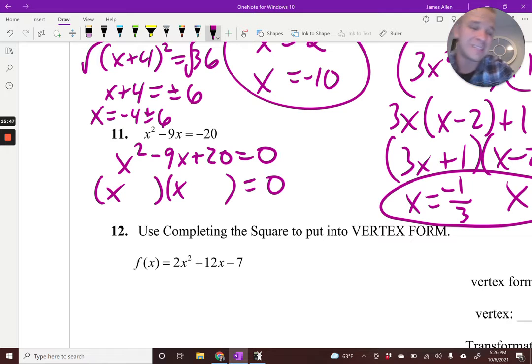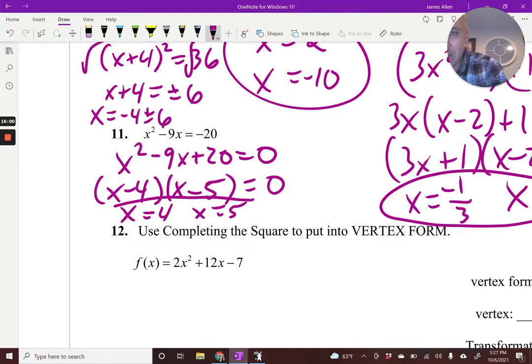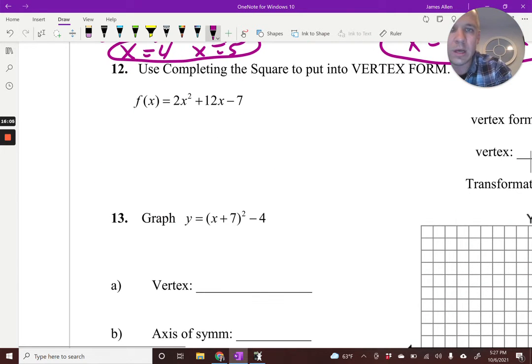So what multiplies to 20 and adds to negative 9? It can be 2 positives or 2 negatives. It needs to add to a negative, so it's got to be 2 negatives. How about negative 4 and negative 5? All right, so x equals 4, and then x equals 5. Again, I'm skipping a step with setting them equal because there's not a whole lot of room, and I want to save some time.